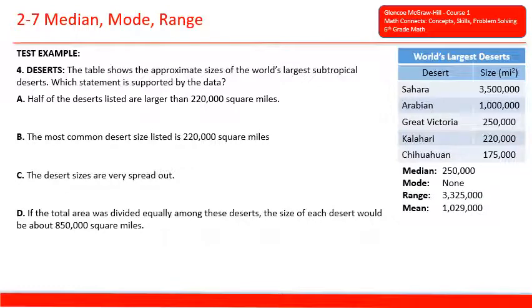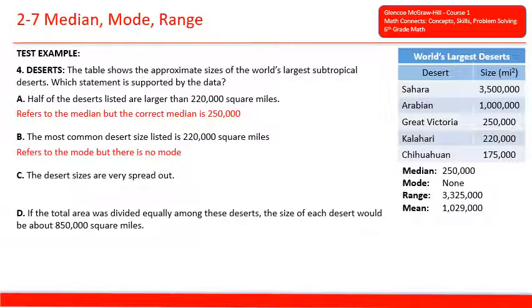So let's go through, and the median is 250. There's no mode. The range is 3.325 million because we subtracted 175,000 from 3.5 million. And the mean is 1,029,000. So A refers to the median, but the correct median is 250, which is what we said, right? Half the deserts listed are larger than 220,000. That is not true. Half of them are larger than 250,000. That's the median.